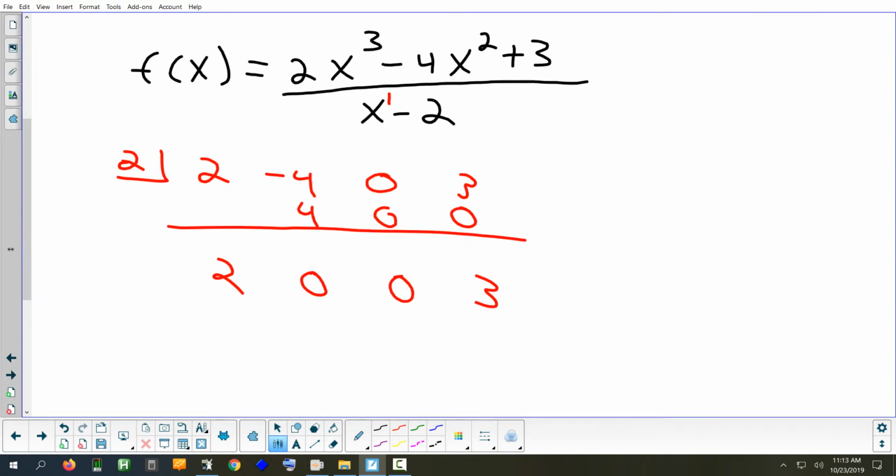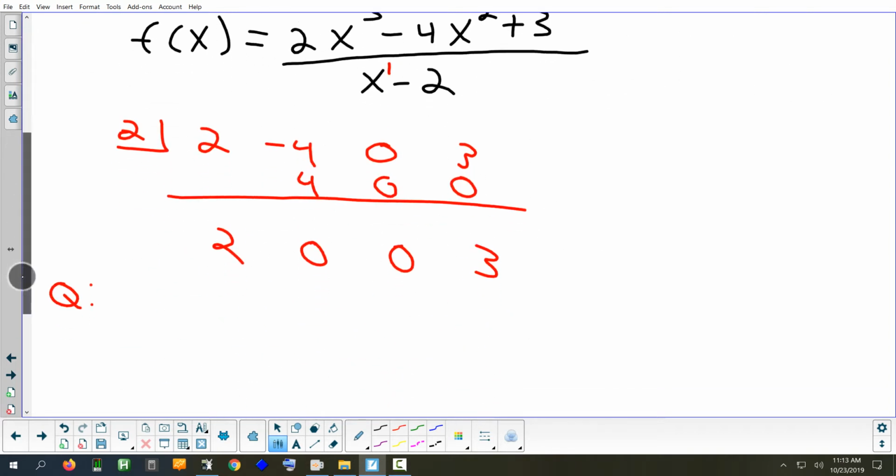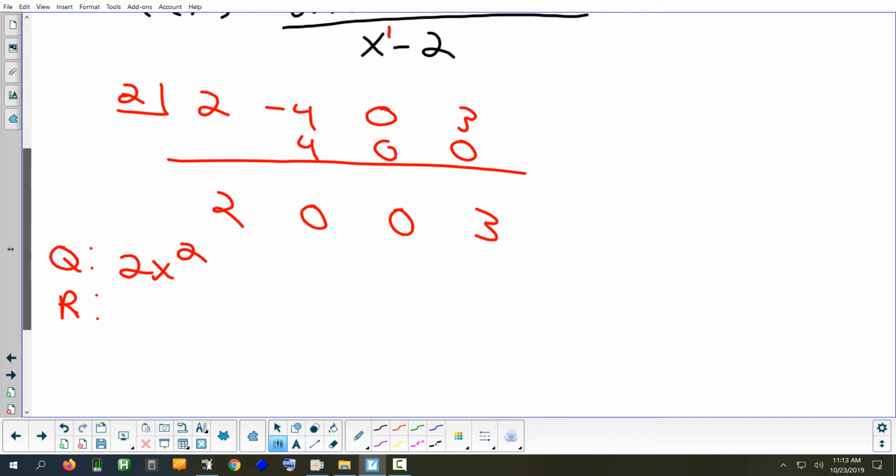Okay, so let's start with my quotient. What's my quotient here? 2x squared. What is my remainder? We don't have one. 3. My bad. Remainder is 3. What is my EBA? 2x plus 3 plus 3 over x.